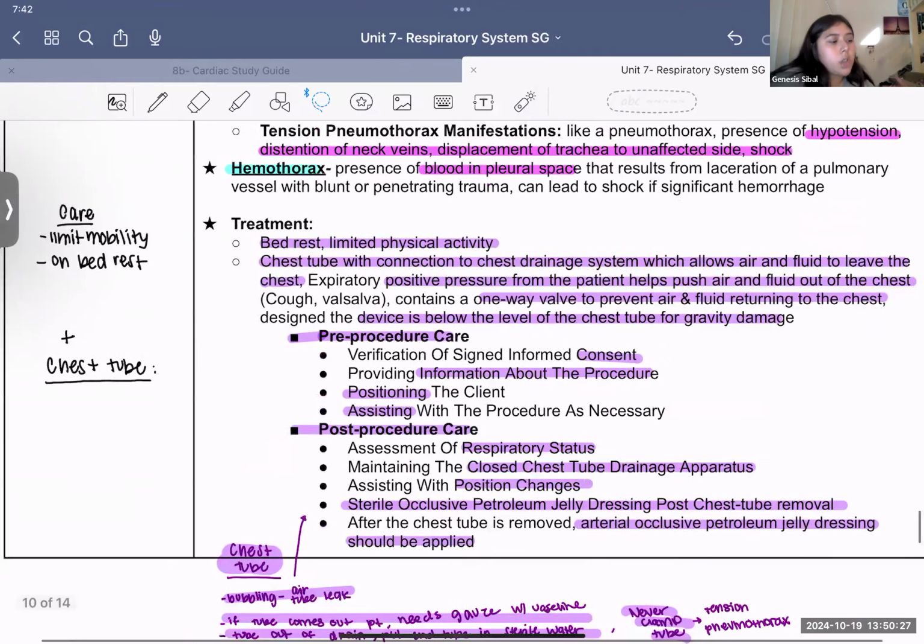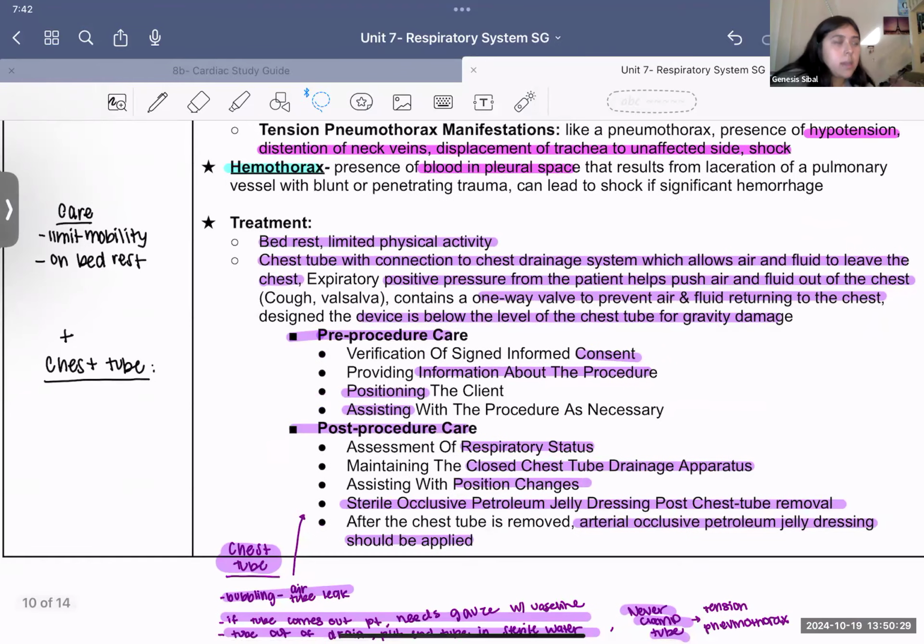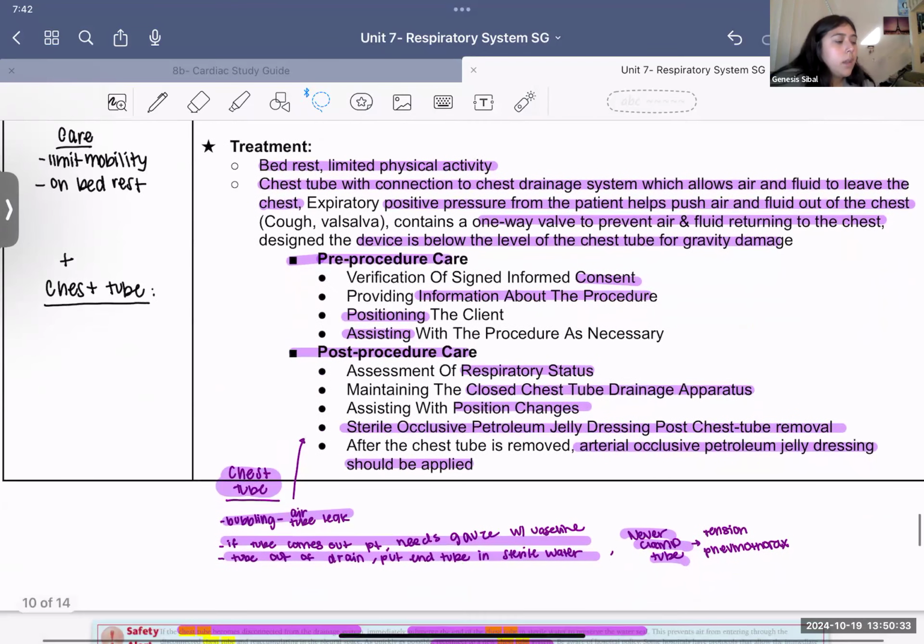And for hemo, that's talking about having blood in that pleural space. As a result, you have a collapsed lung. With treatment, this is bed rest, limited physical activity, and they're going to get a chest tube. With a chest tube, before the procedure you get consent, and the provider tells them about the procedure, and you witness that. Then positioning the client, 30 to 45 degrees for the head of bed, and assisting with the procedure as necessary, which you will be as a nurse.